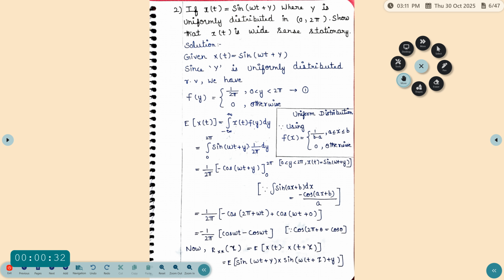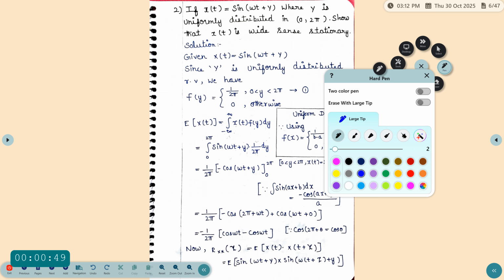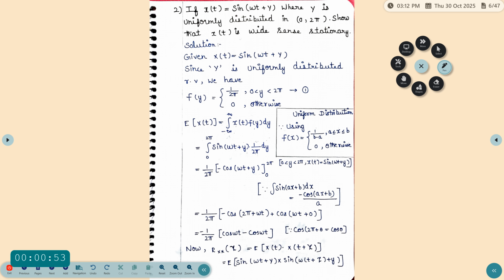So the next problem: X(t) = sin(ωt + Y), where Y is uniformly distributed in (0, 2π). Show that X(t) is a wide sense stationary process. So given is X(t).